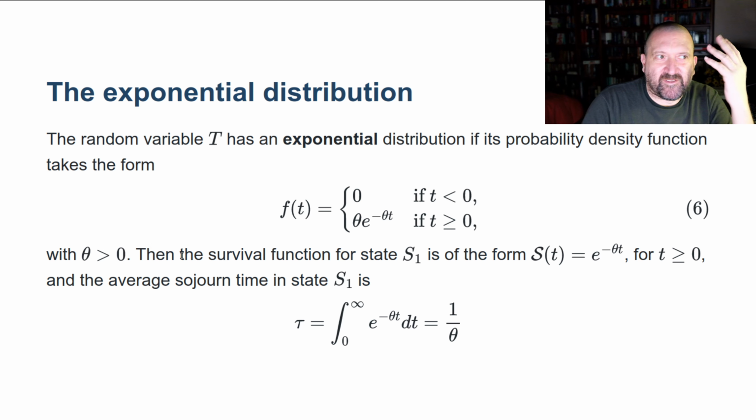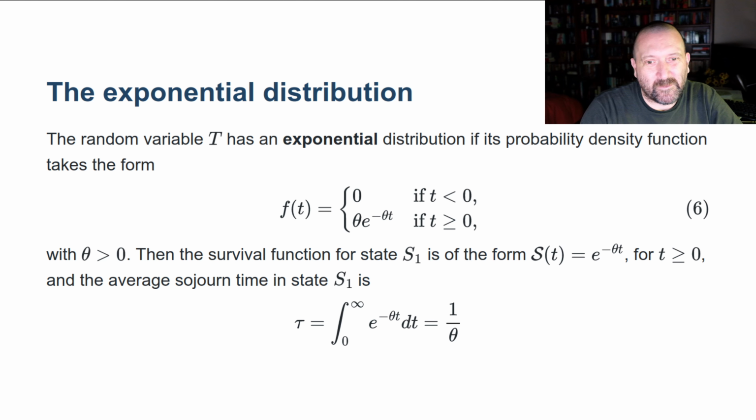This is one of the most widely used distributions for a variety of reasons that I'm not going to go into right now. But if you have a random variable that's distributed exponentially, then the survival function for that state that I keep referring to is of the form e to the minus theta t. And the average sojourn time in the state is 1 over theta.